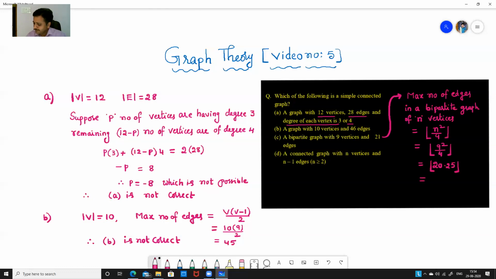But the moment you apply floor, the result becomes 20. But what did they provide in the question? A bipartite graph with 9 vertices and 21 edges. No, it is not possible. If a bipartite graph has 9 vertices, the maximum number of edges is only 20. Therefore, option C is also not correct.